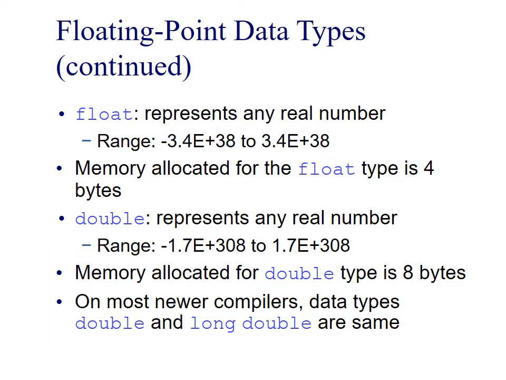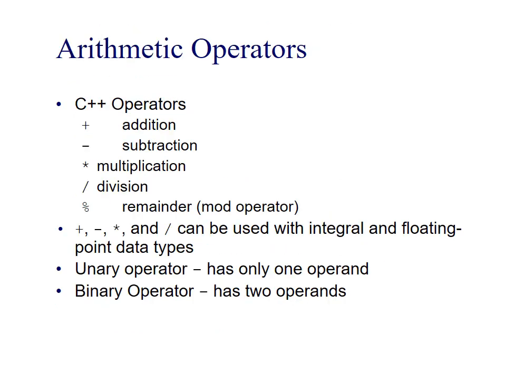And float and double, there's a small difference between them. Float and double can represent any number, but the range is different. And the memory allocated for double is 8 bytes, which is a little bigger than the float.